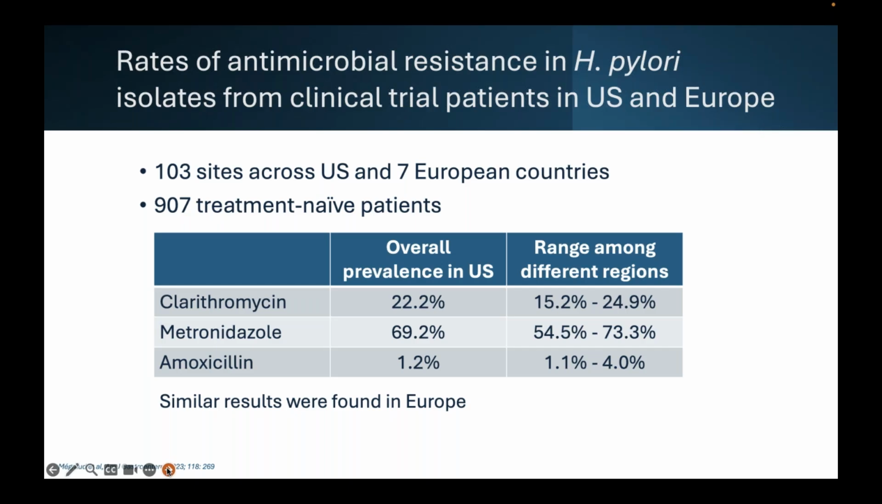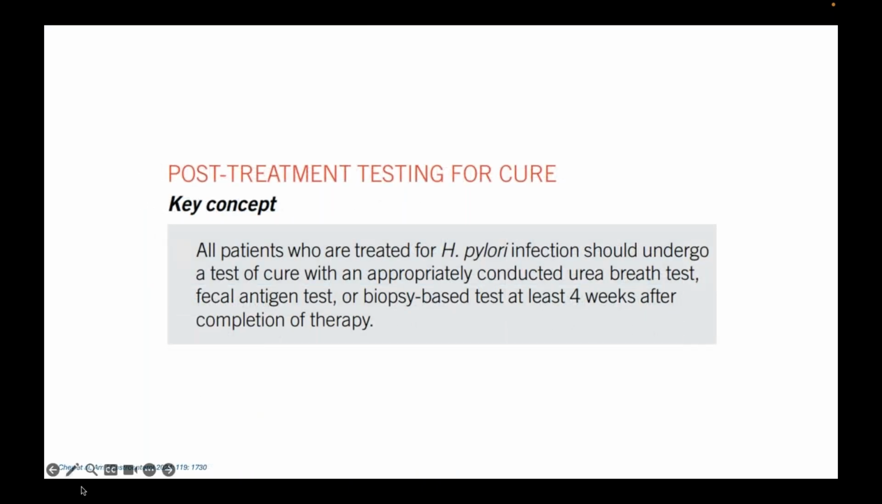Next slide, please. This is taken directly from the 2024 update of the American College of Gastroenterology guideline. Again, there's nothing new here, but we really need to emphasize this concept about post-treatment testing. All patients who are treated for H. pylori infection should undergo a test of cure with an appropriately conducted urea breath test, fecal antigen test, or biopsy-based test at least 4 weeks after completion of therapy. Again, the maxim: test, treat, retest. Next slide, please.